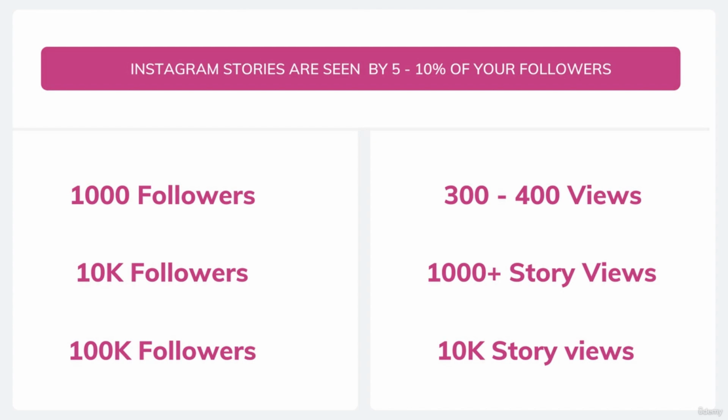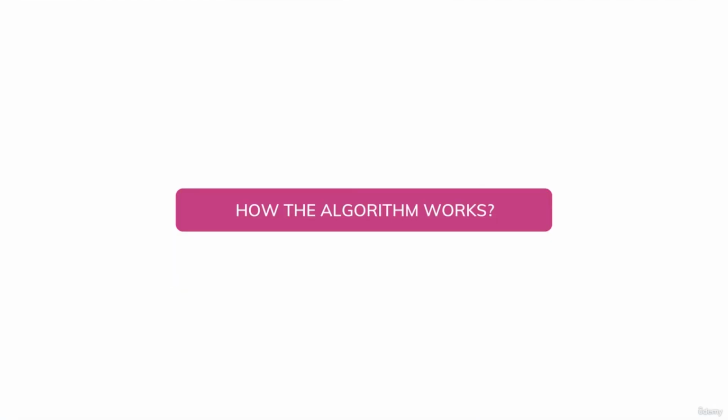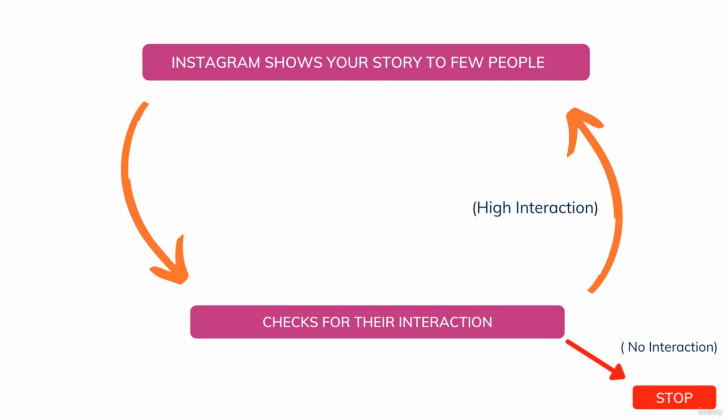In order to do this, we have to understand how the algorithm works for Instagram stories. As you can see on the screen, this is how the Instagram algorithm works. Instagram first shows your story to a few people, and after showing it to a few people, it checks for interactions which your followers make with your story. And if there aren't any interactions, then the algorithm stops showing it to people.